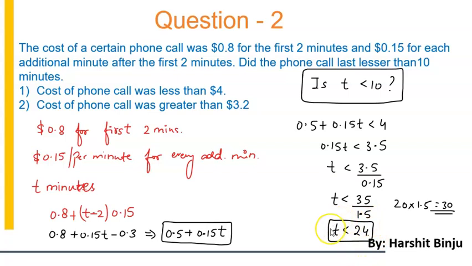In this case, I'm approximating because I'm looking for a value lesser than 10. Even if I have done an incorrect approximation, it won't make an impact on your answer. Whether you write T less than 24 or less than 23, it won't make an impact. T can be anything less than 24. T can be 23, 22, 10, 5, 6, anything.